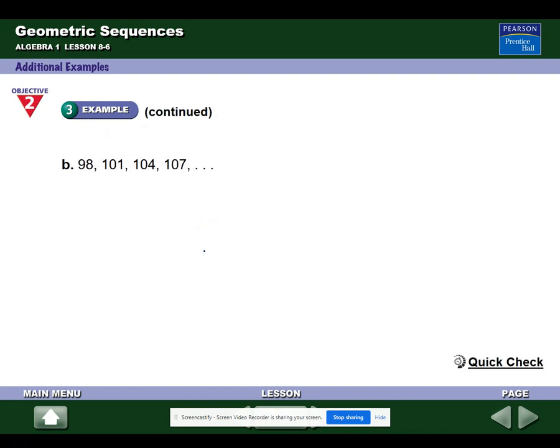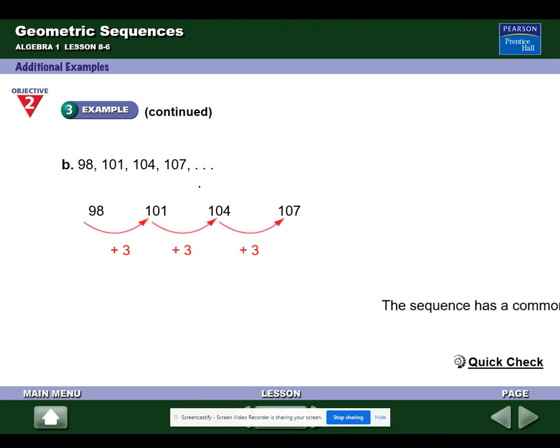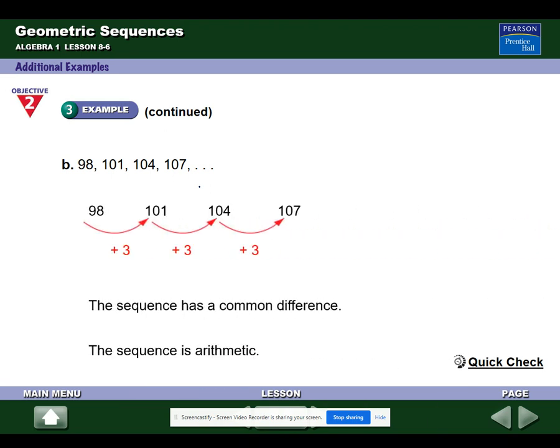What about this one? 98, 101, 104, 107. These are clearly going up by 3, plus 3, plus 3, plus 3. So this one would be arithmetic. Not geometric, this one's arithmetic.